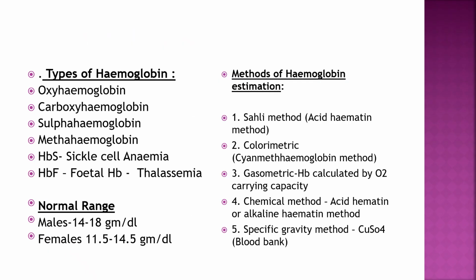Types of hemoglobin are different, like oxyhemoglobin, carboxyhemoglobin, sulfhemoglobin, methemoglobin, or abnormal hemoglobins like HbS, which is seen in sickle cell anemia, and HbF, that is fetal hemoglobin, which is seen in thalassemia. Normal range of hemoglobin in males is 14 to 18 gram per cent, and in females it is 11.5 to 14.5 gram per cent.